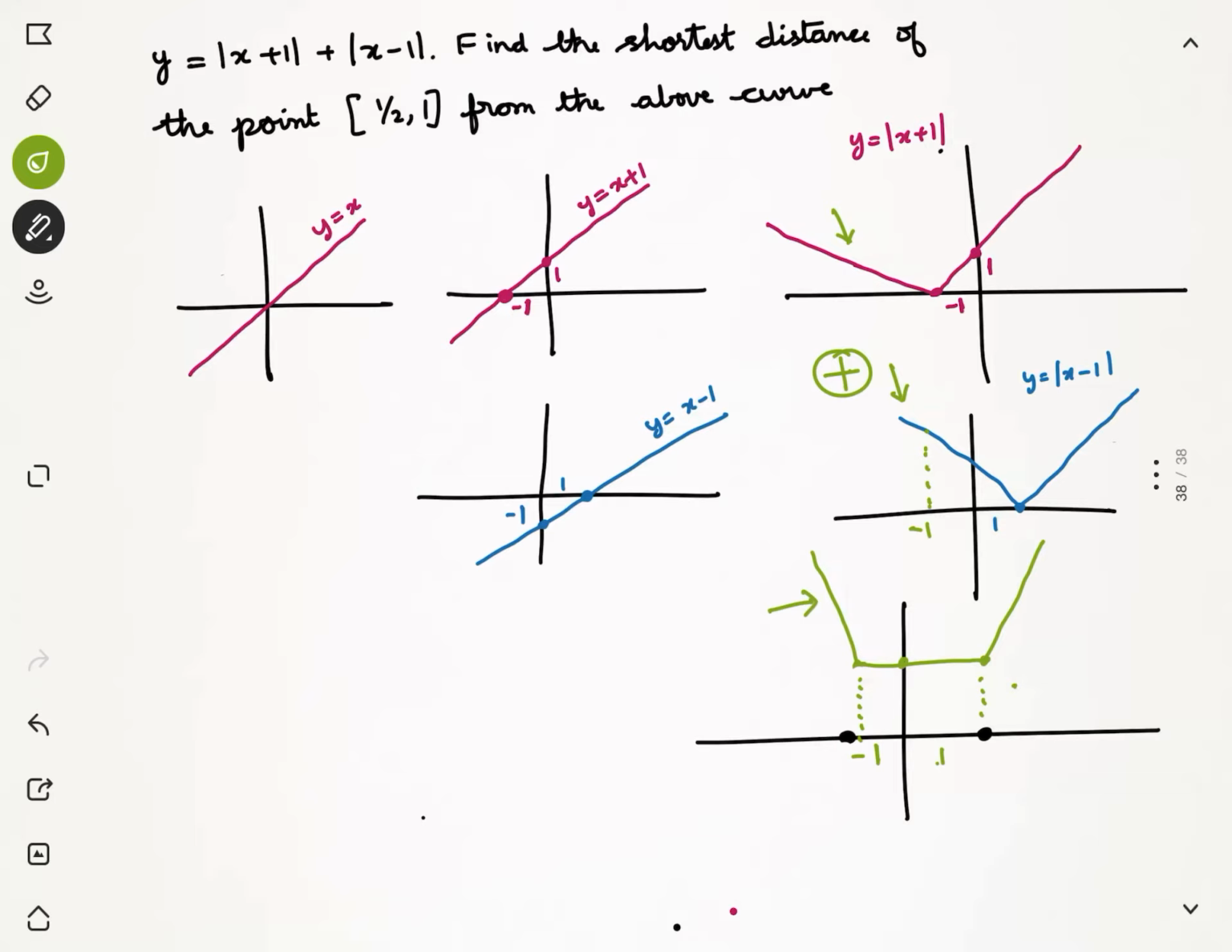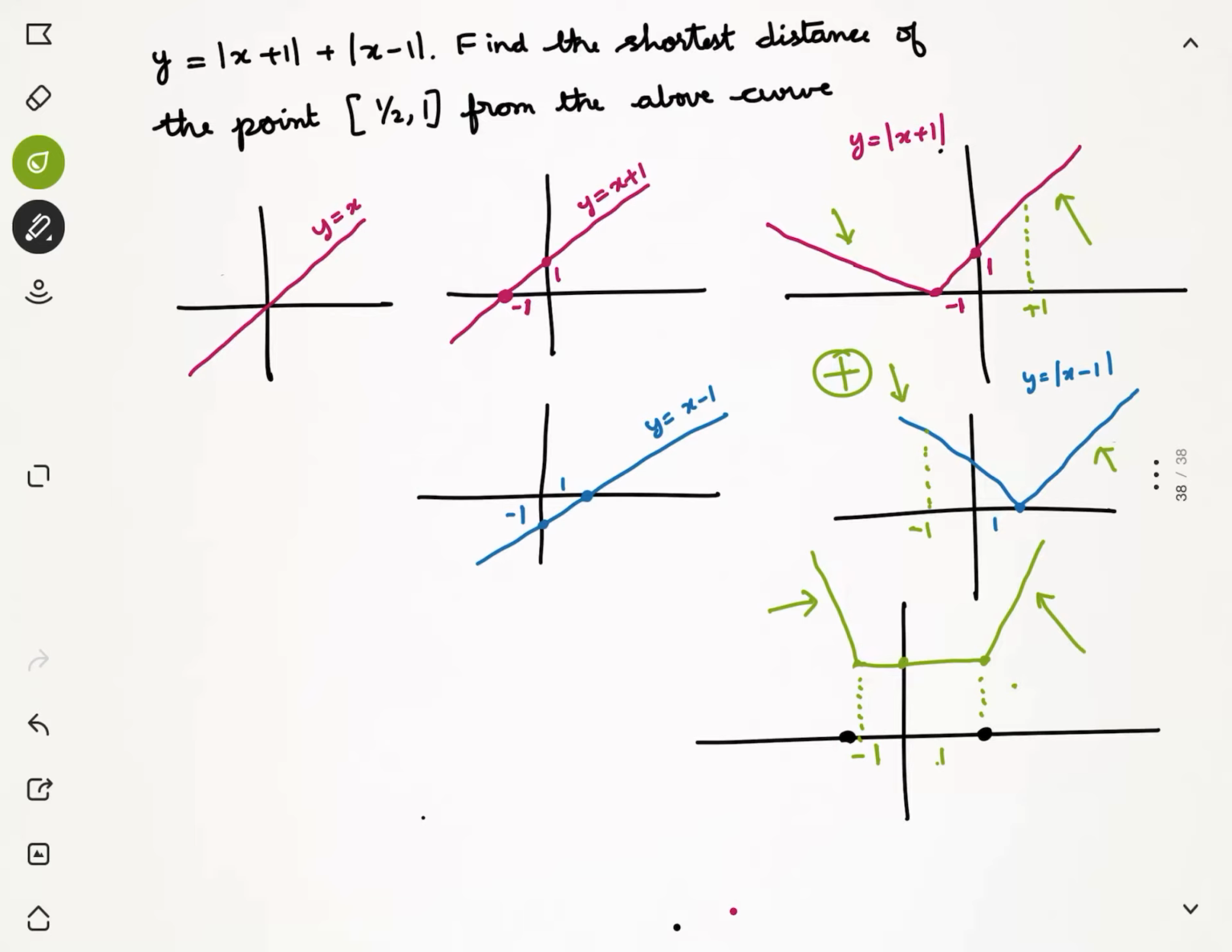Similarly, on the right hand side of plus 1, the pink color curve is an increasing curve of slope 1 unit, and the blue color curve is also an increasing curve of slope 1 unit. So our green color curve is going to be an increasing curve of slope 2 units.